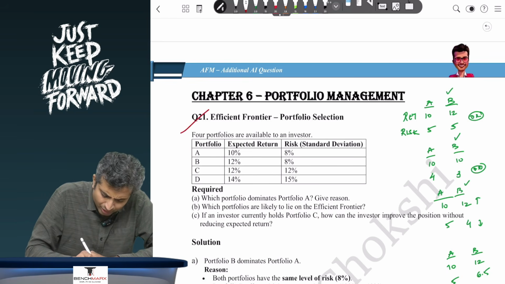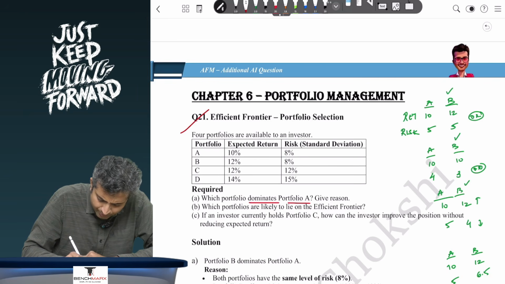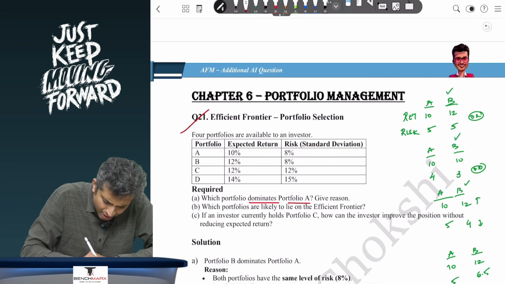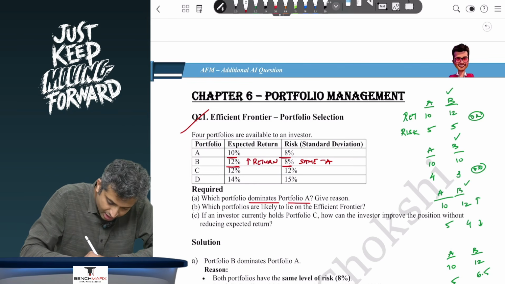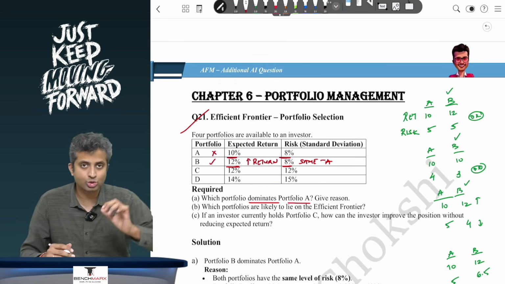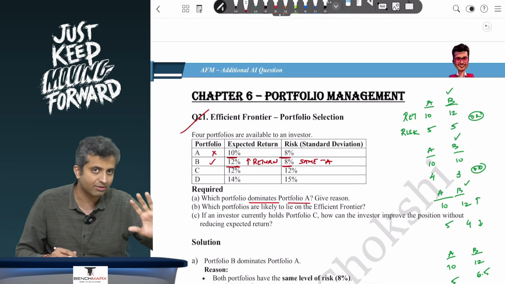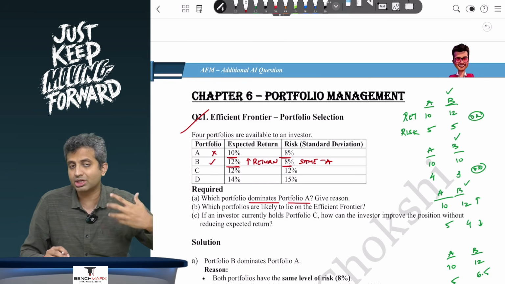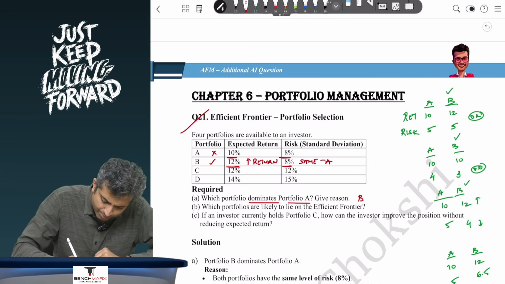So 4 portfolios are available to an investor. You have the expected return and the risk in terms of standard deviation. Which portfolio dominates portfolio A? Give the reason. Well, if I look at portfolio A, it has a 10% return and 8% risk. There's a portfolio B which has 8% risk, which is the same as A. However, it offers a higher return, which means clearly we can say that B will dominate A in all situations. Between A and B, B will lie on the efficient frontier because at the same level of risk, it is offering a higher return.